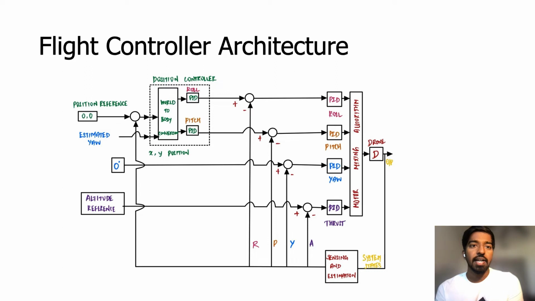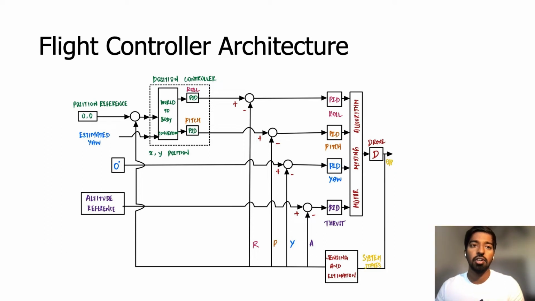Okay, this is the flight control architecture, which goes into the flight code of the flight control system. So here we have 6 PID controllers, 4 in the inner loop and 2 in the outer loop. These 4 are for thrust, yaw, pitch, and roll. All 4 can be connected and manipulated independently. And these 2 are for roll and pitch, which are in the position controller.